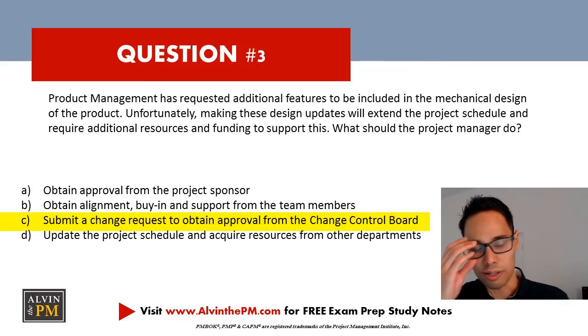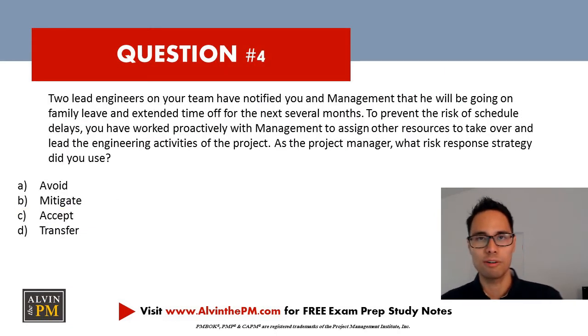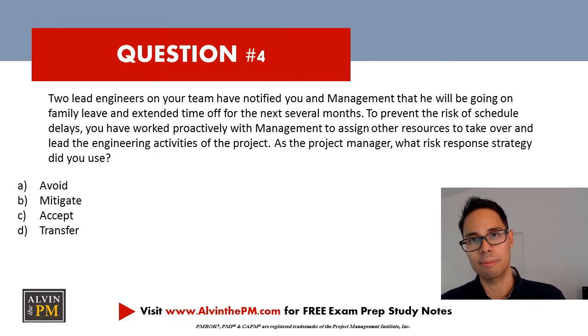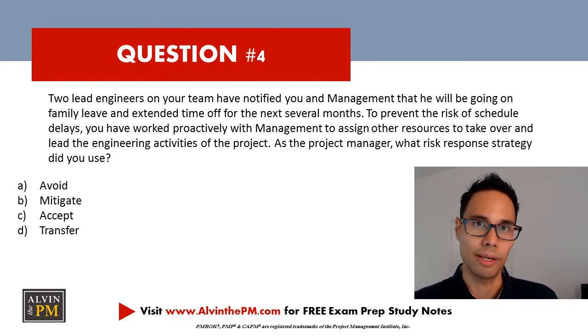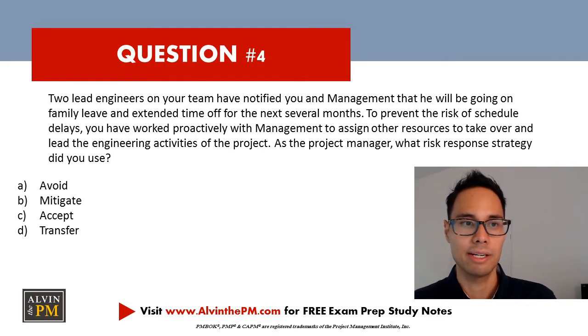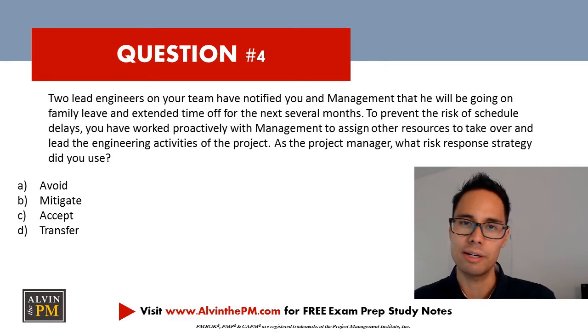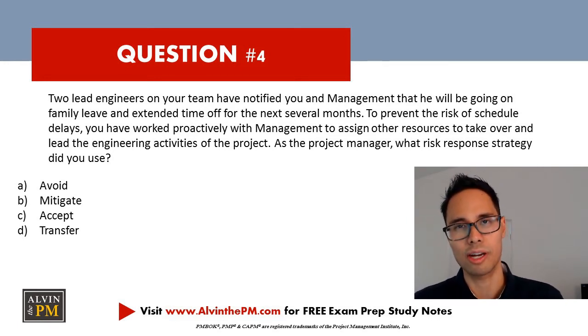Let's go on to question 4. Two lead engineers on your team have notified you and management that he will be going on family leave and extended time off for the next several months. To prevent this risk of scheduled delays, you have worked proactively with management to assign other resources to take over and lead the engineering activities of the project. As a project manager, what risk response strategy did you use? A. Avoid. B. Mitigate. C. Accept. Or D. Transfer. Pause the video and take the time to review the answer choices carefully, and then we'll go through it together.